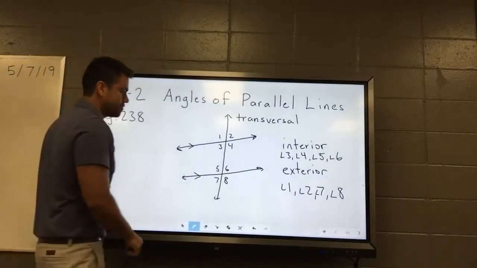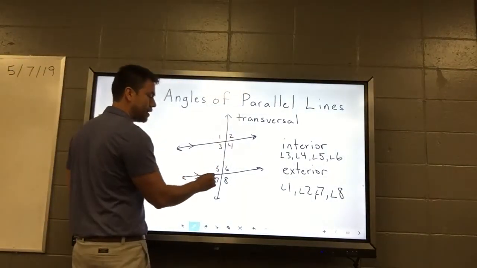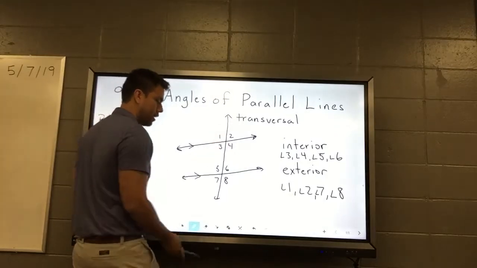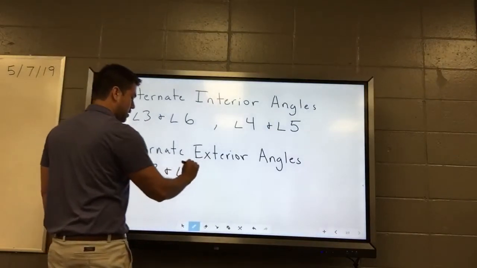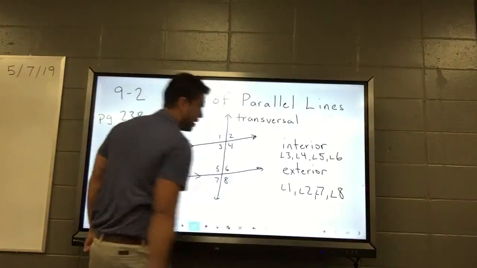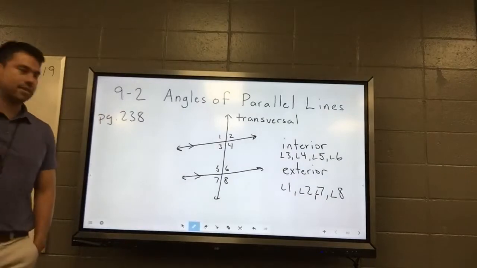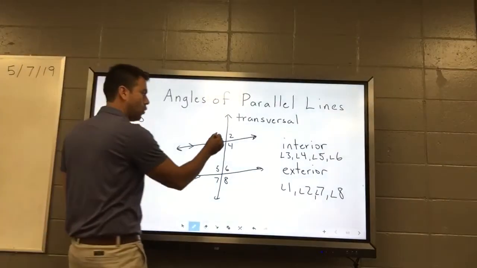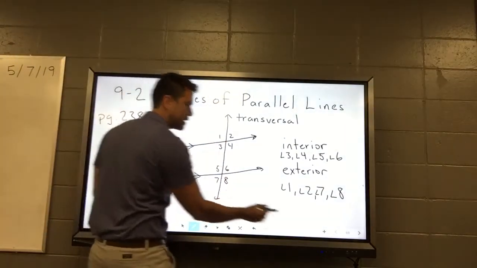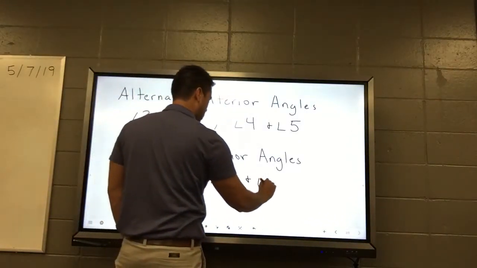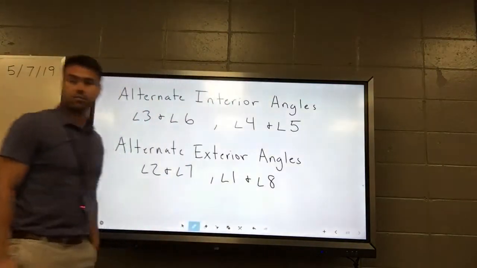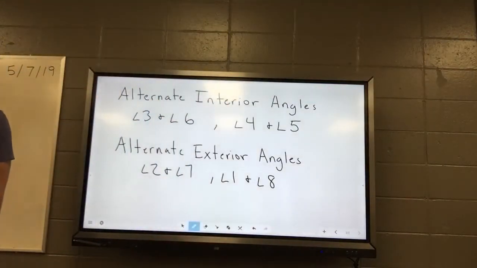Brad? 2 and 7 are alternate exterior angles. Good. 2 and 7. And somebody give me the other pair of alternate exterior angles. Angle 1 and angle 8 are alternate exterior angles. How many of you are seeing this? I can picture that. They're alternate and they're exterior, or they're alternate and interior. Okay, good.